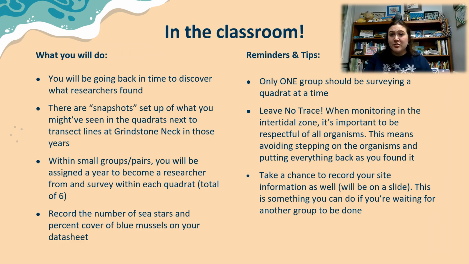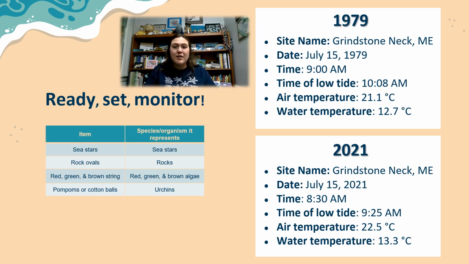For the activity, students should work in small groups or pairs to then monitor each quadrat for 1 year so that they are monitoring no more than 6 quadrats. So they'll be assigned either to 2021 or 1979. There should be no more than 1 group at a quadrat at a time, and they should practice leave no trace principles to not disturb the organisms. While monitoring, this slide should stay up so that they're reminded what each item represents and can record site info when there's a lull in time.